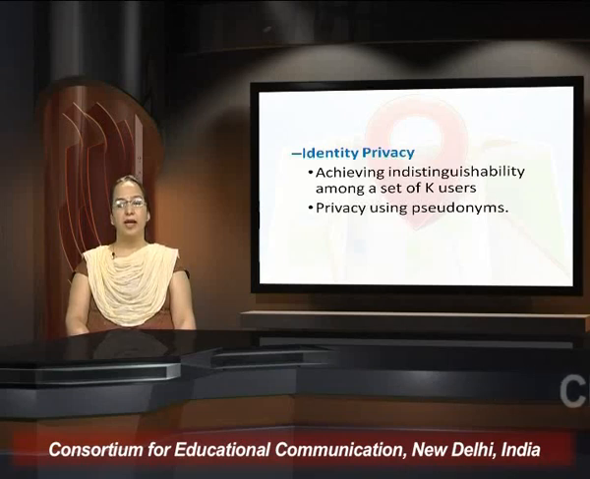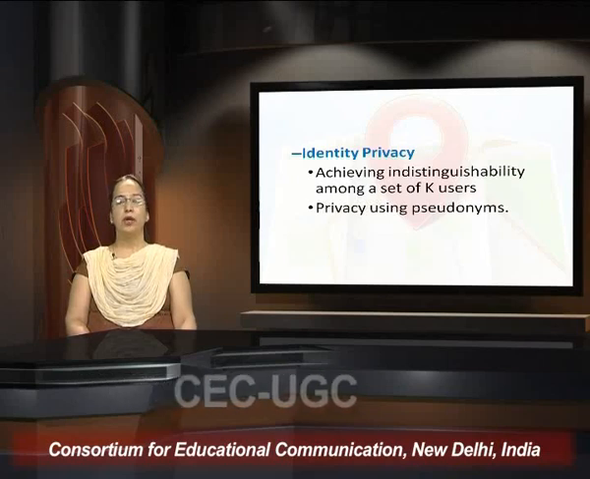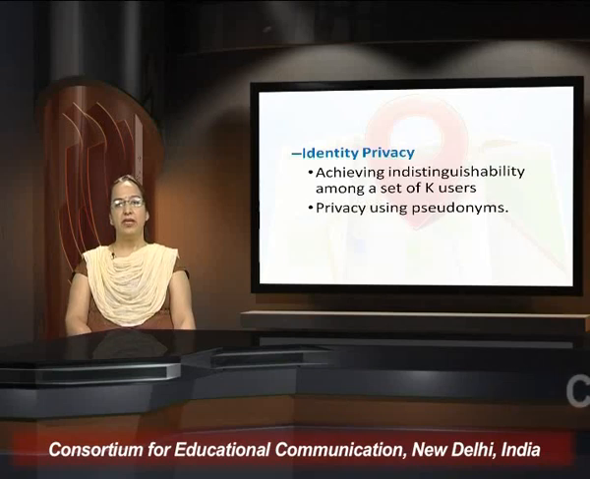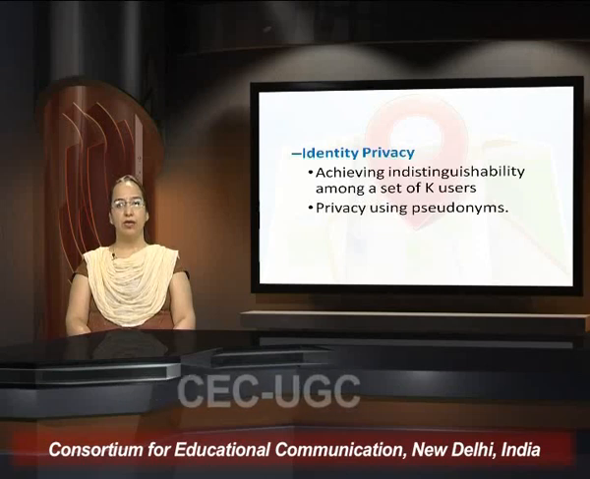So, identity privacy is one concept which is actually connected with location privacy. Identity privacy says you can achieve indistinguishability among a set of k users. For example, if you remember, in the location privacy architecture, I showed you n number of users or n number of mobiles in a particular area. Let us say I am firing a query and I am saying that there are k users in this particular area and I am one of them.